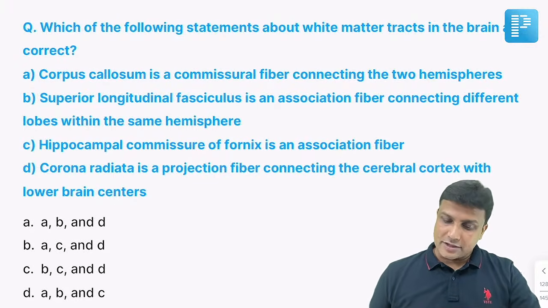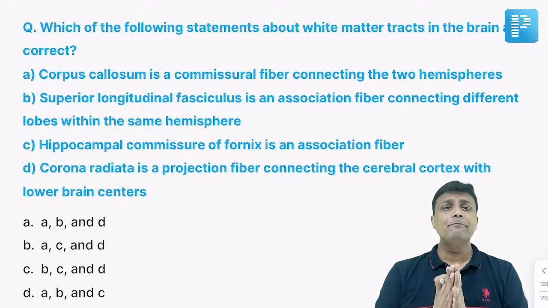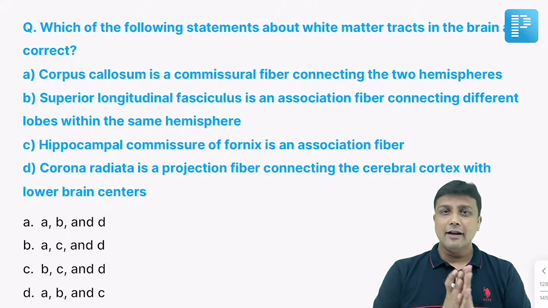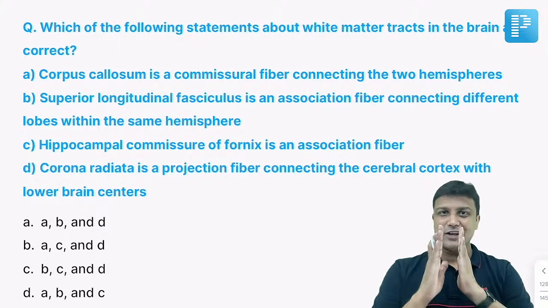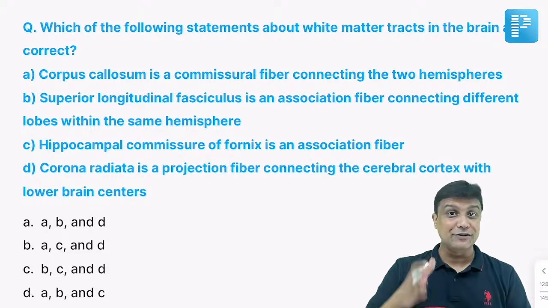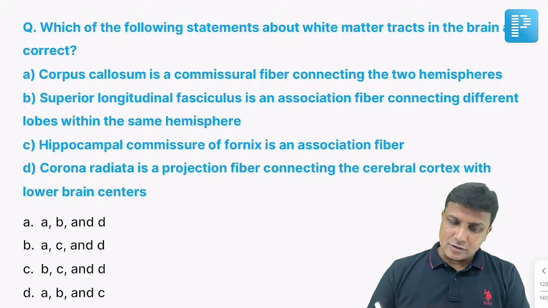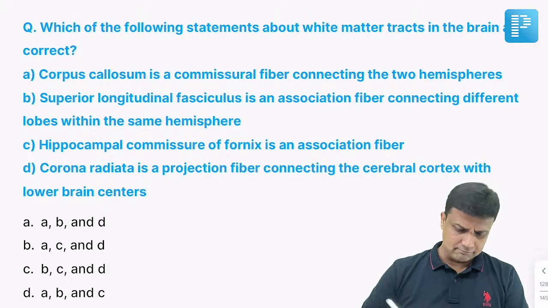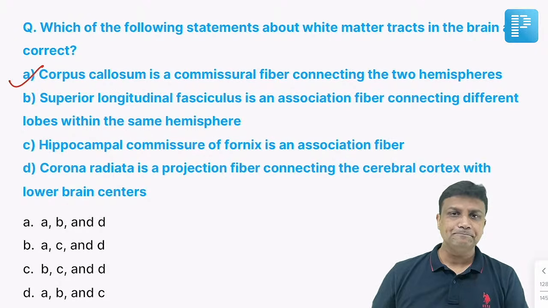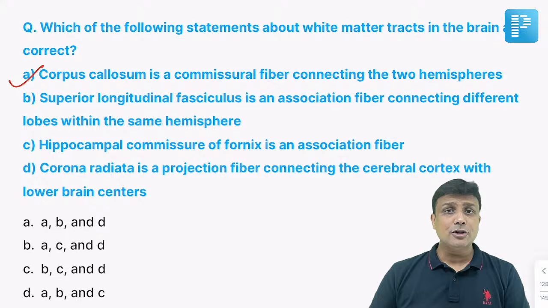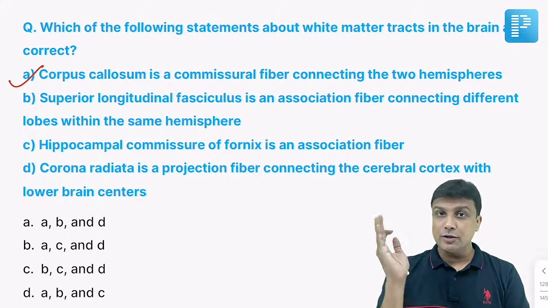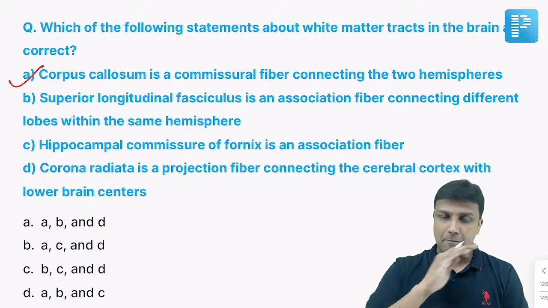Which of the following statements about the white matter tracts in the brain are correct? Okay, we have to learn about the white matter fibers. I hope you can recall my class, guys. White matter, bundle of axons, association fibers, commissural fibers, and projection fibers will be there, guys. Okay, so now let us see one by one. Corpus callosum is a commissural fiber connecting the two hemispheres. Of course, this is a correct statement. Out of all the commissures, in fact, the corpus callosum is the largest commissure connecting the two cerebral hemispheres.